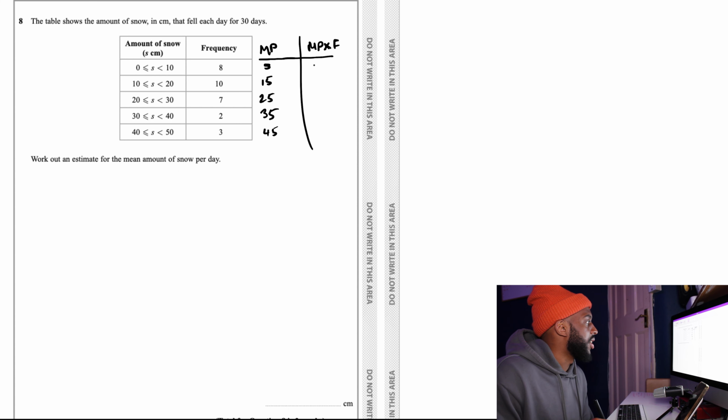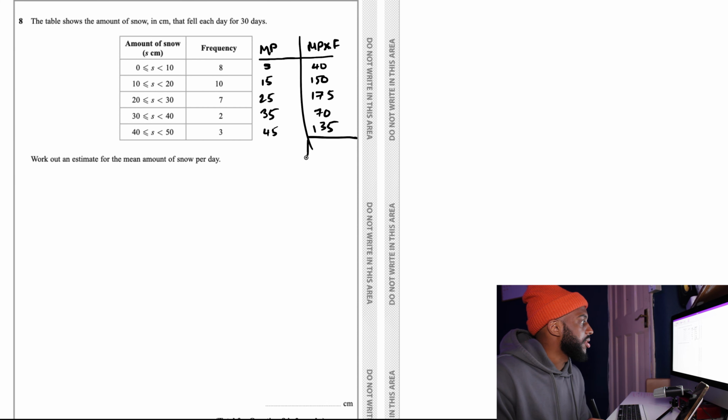So 8 times 5, it's going to give us 40. We're going to get 150 here. 7 times 25, we're going to get 175. Then we get 70, and then we're going to get 135. At this stage, we need to find the sum of this column, the midpoint times frequency. Once we sum that, we're going to get 570. Next thing to do is get the sum of our frequency, which we know is 30 because it says 30 days.